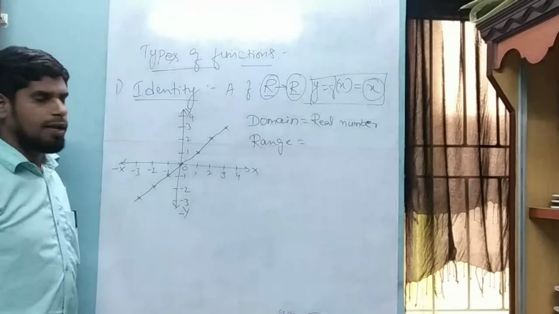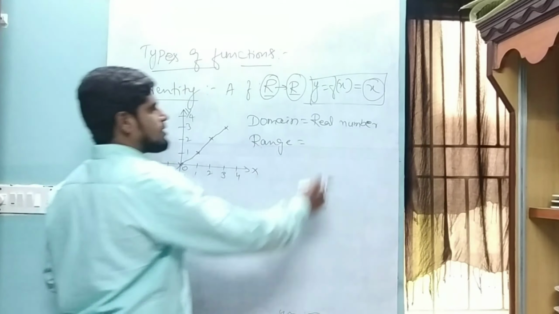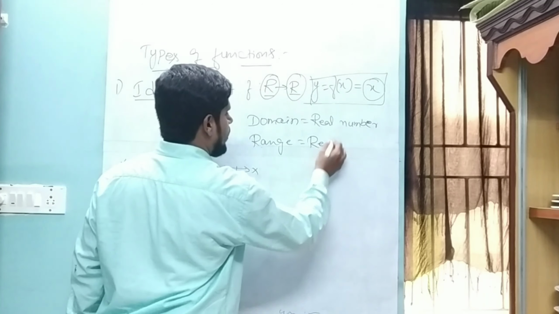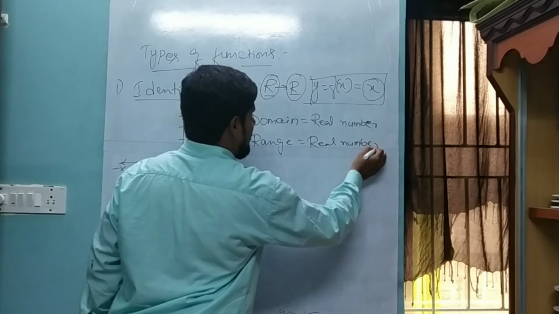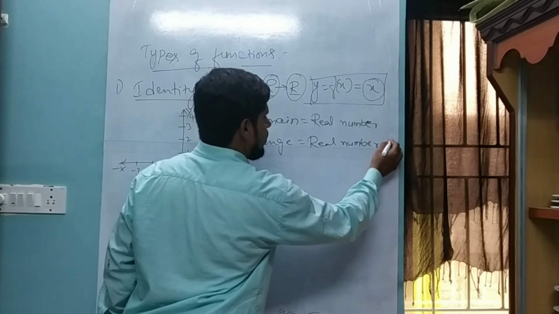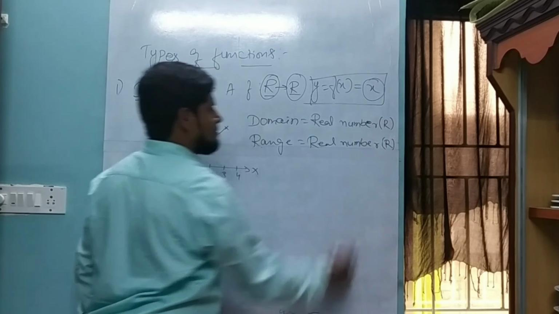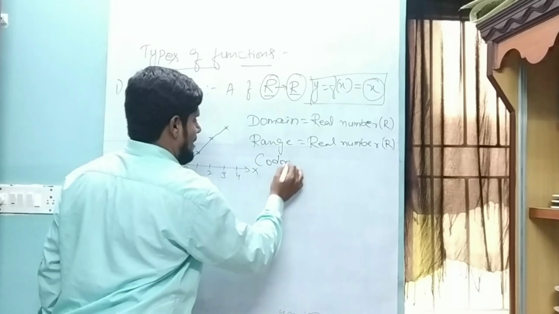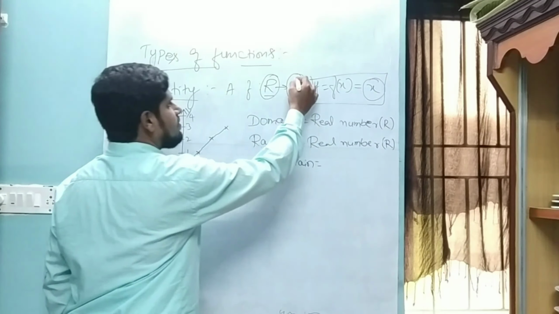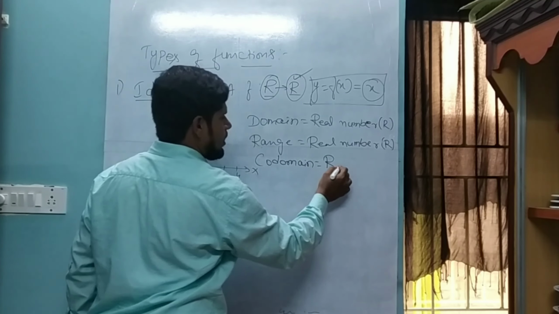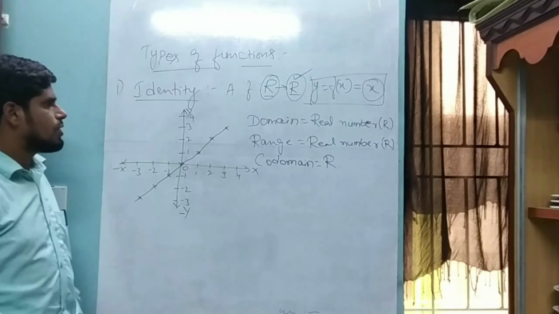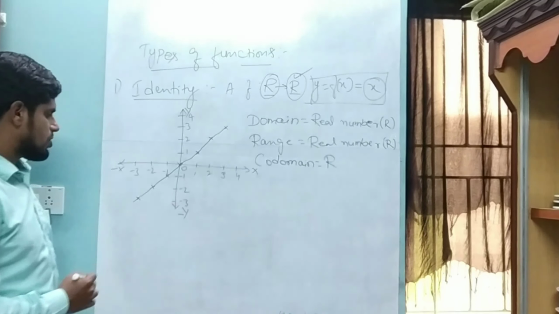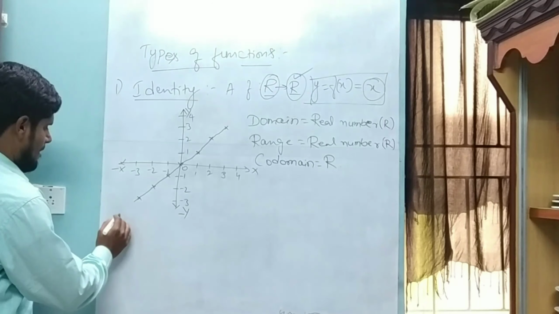Okay. Next, what is the range I am getting? As I said, y is equal to x, so obviously no doubt the range is also real numbers. The range is real numbers. If you want, you can just put capital R. And obviously the codomain is always our second set. This is also real numbers, capital R. So students, this is about the identity function. Very basic functions. Okay. Let us discuss the second one.